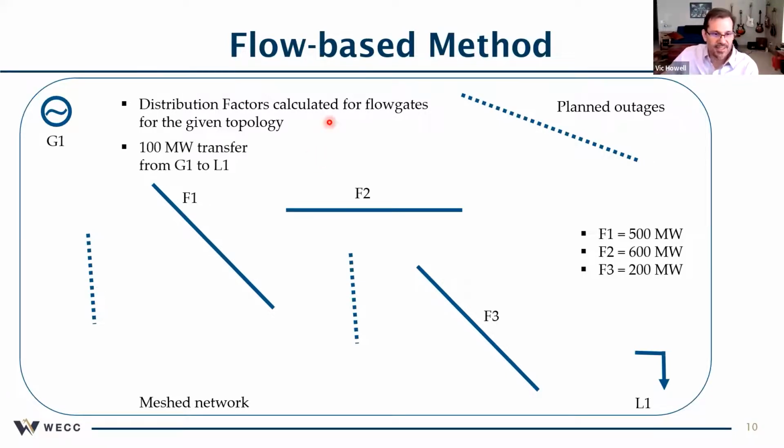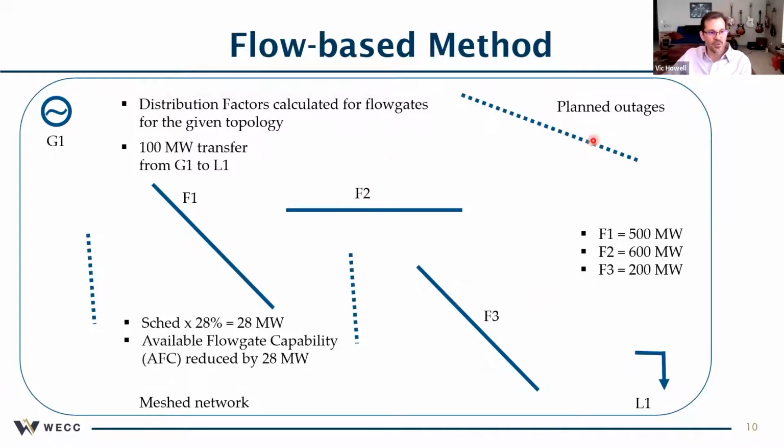The distribution factor answers this question. If I were to transfer 100 megawatts from here, G1, and send it here to L1, how much of that flow shows up on these flow gates? That's essentially a distribution factor. So the way it works is, let's say there's 100 megawatts of transfer. Based on the power flow model that underlies the machine, we've determined that the distribution factor for this configuration is 28%. So in other words, 28% of this generation, when you move power from here to here, is going to show up on this flow gate, right?